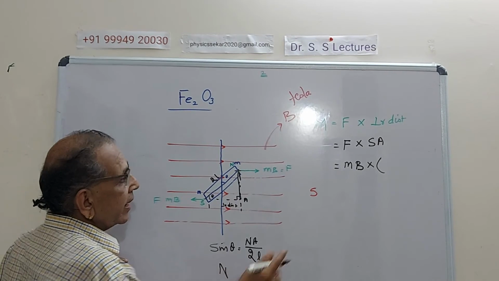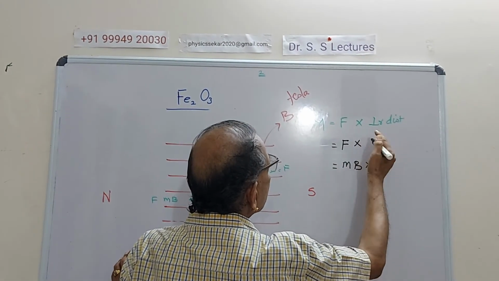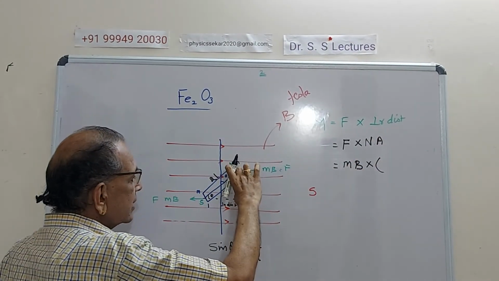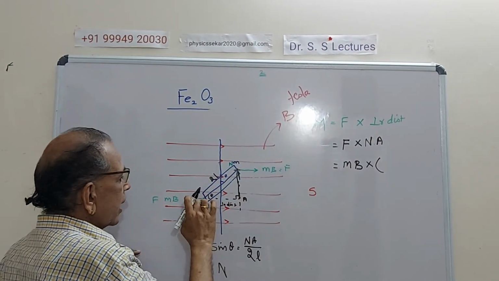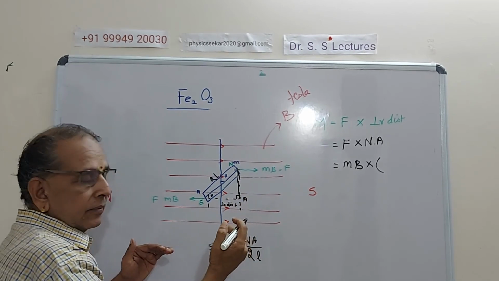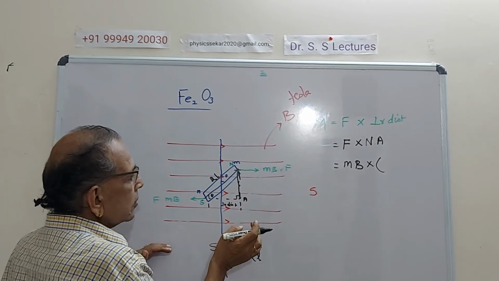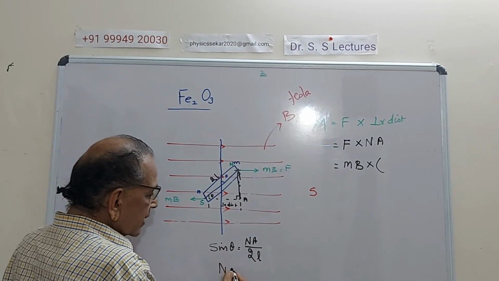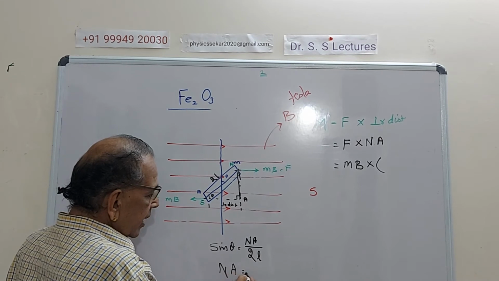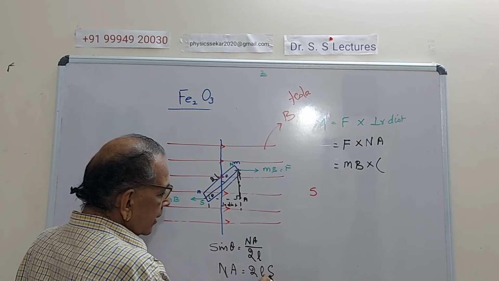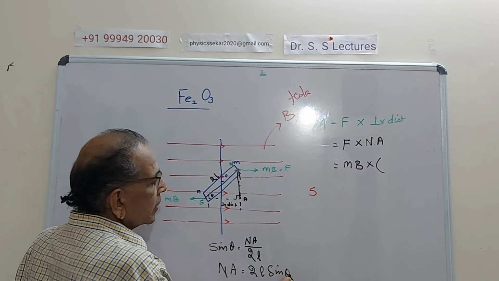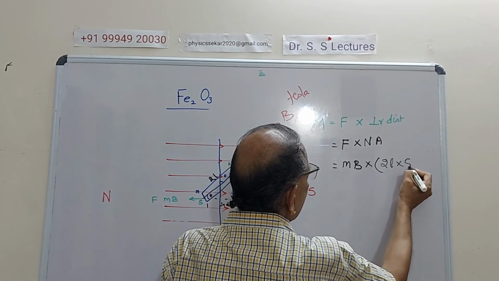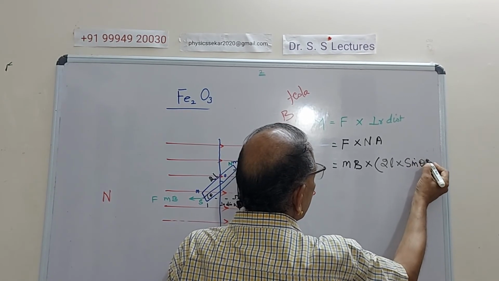Therefore, this NA, actually this should be written as what? NA. Because this is the vertical distance, that is the perpendicular distance between this pole and this pole where the two forces are acting. Remember that. So, this in the contradiction we will be taking. So, we can very well say that NA will be equal to 2L into sine theta. So, when you take this value 2L into sine theta, we can just group them like this.